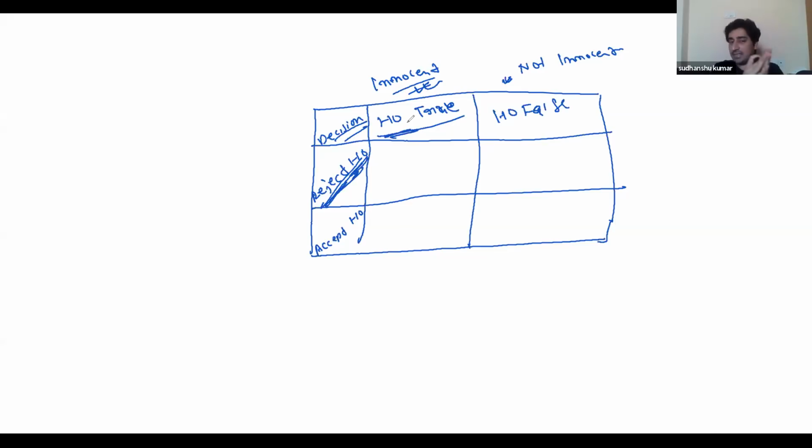Let's suppose the person is innocent, but somehow you are able to prove that no, that person is not innocent, the person is guilty. So you can say that you have made a mistake in this particular place. The person was innocent, and I have rejected the null hypothesis based on some kind of facts, figures and tests. In that case it's basically a problem, and this is called a type 1 error.